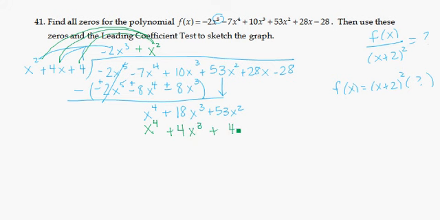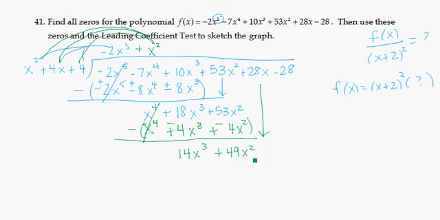Again, we now subtract, and when I subtract, that changes the sign of this to negative, this to negative, and this to negative. So x to the 4th minus x to the 4th is 0. 18x cubed minus 4x cubed is 14x cubed, and 53 minus 4x squared is going to be a positive 49x squared.